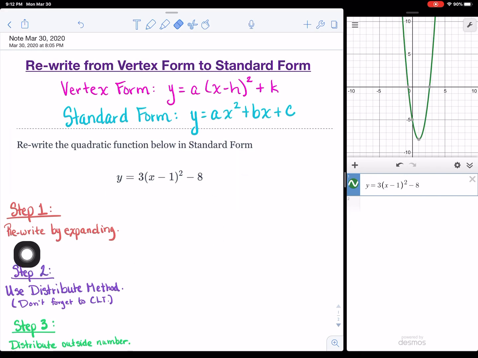So step number 1, we're going to expand it. I'm going to rewrite it by expanding it. You see how the exponent is 2? Well, we're going to write this twice. So here we go. I'm writing x minus 1 twice because of the exponent being 2. I'm done with step number 1.